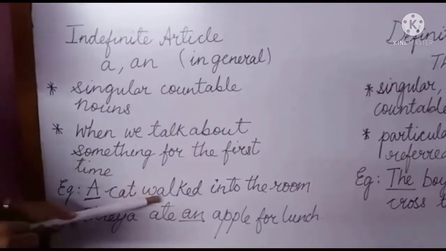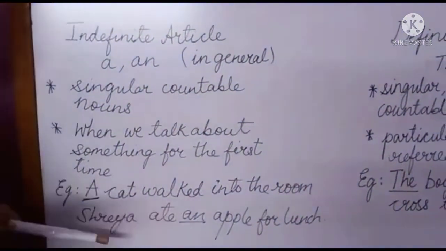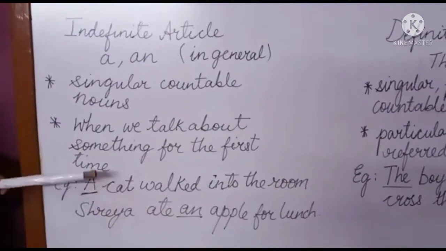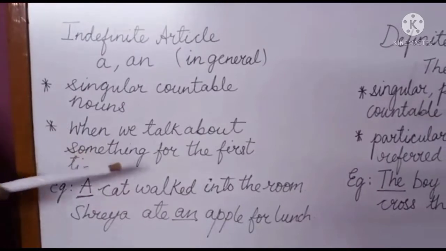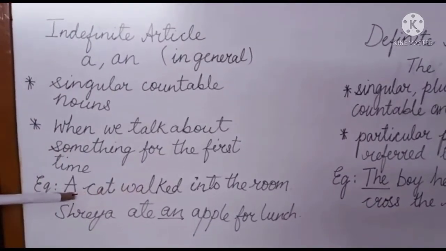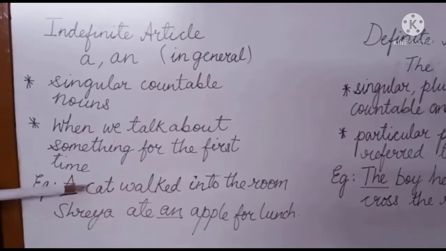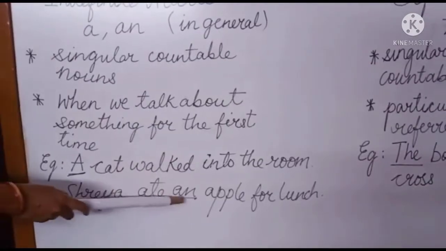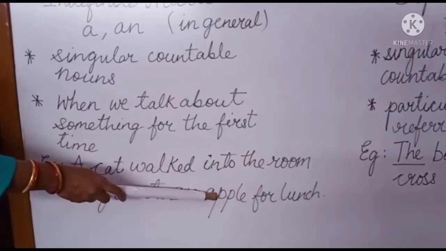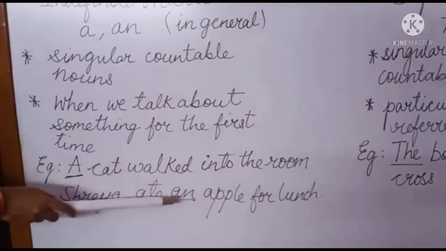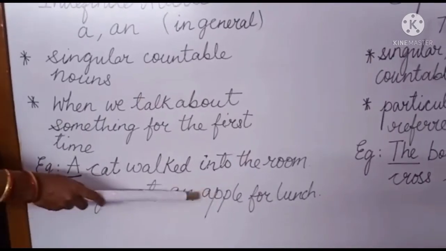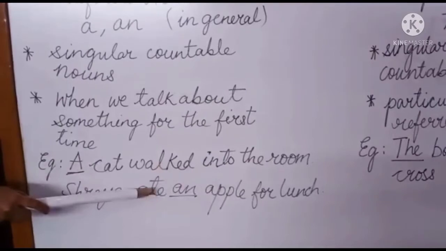Example, a cat walked into the room. Shreya ate an apple for lunch. Now the person who saw the cat for the first time will be using a cat. And Shreya ate an apple for lunch. So here, apple is a singular countable noun, so I am using an. And we'll discuss later why we are going to use an before apple.